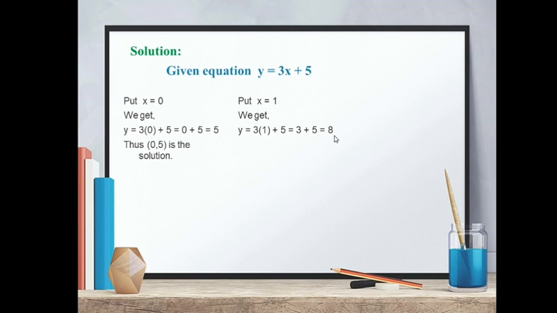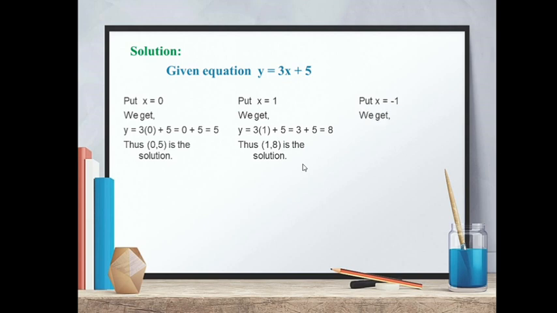Thus the solution is 1 comma 8. Here I have taken x as 1, and I got y as 8. So x comma y can be written as 1 comma 8. Then again it is possible. So yes, put x equals minus 1.